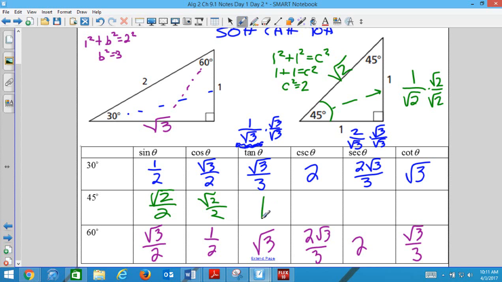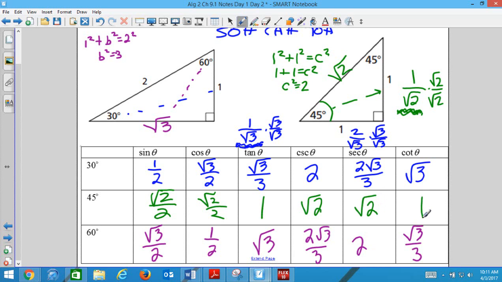Then we flip each one. But I'm going to flip it before I rationalize it. So I'm going to use this 1 over radical 2 before I flip it. So radical 2. If that is radical 2, this one's the same. And cotangent is the same as tangent.